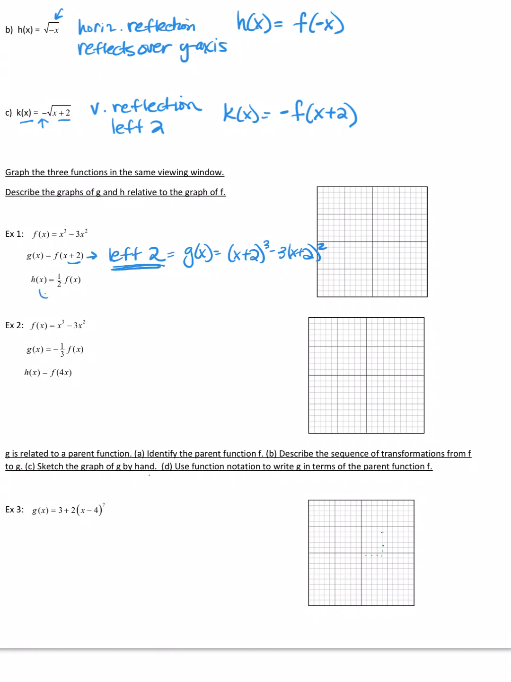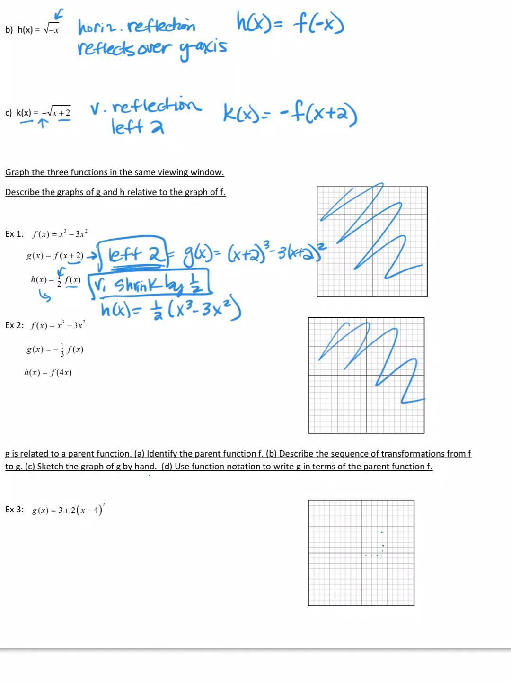All right, and h of x, what's happening here? There's the original. What is that 1/2 doing? Well, that's a vertical shrink by 1/2. So if I had to write it out, what's that going to do? It's 1/2 times x cubed minus 3x squared. That's really all it's doing. It's going to vertically shrink it by 1/2. That is really the part I need you to know. I'm not too worried about you graphing it right now, okay? So you don't have to mess with this.